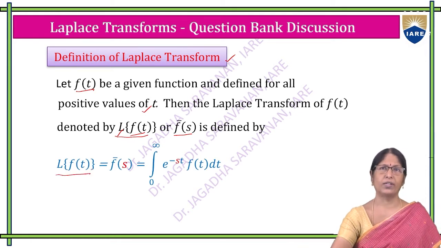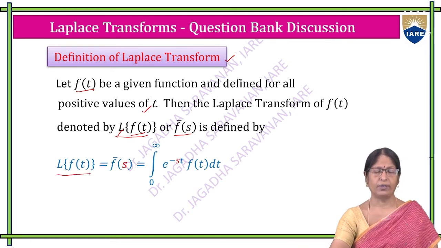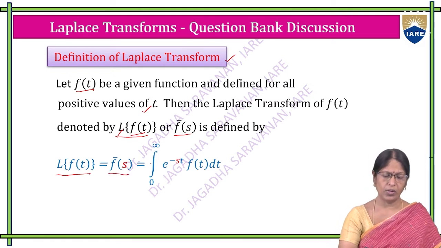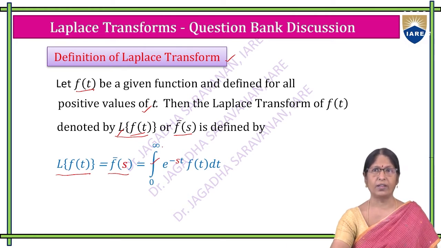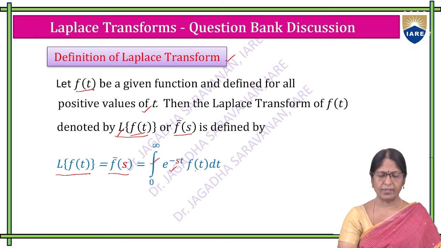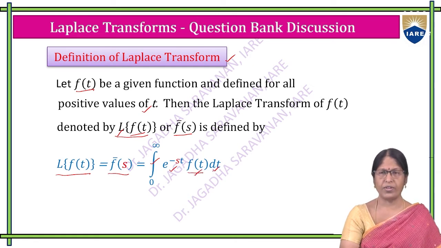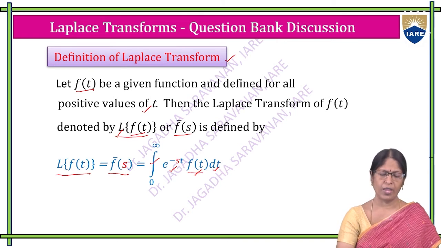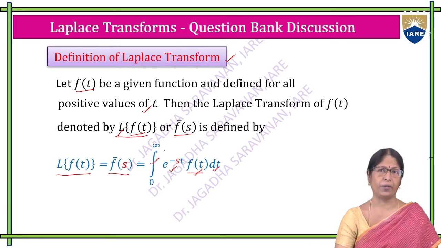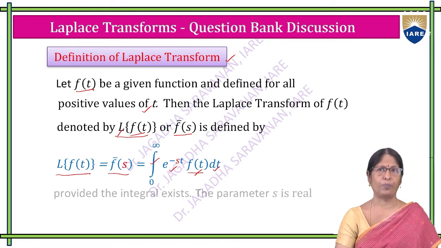Now, L of f of t, that is f bar of s, is equal to the integral from 0 to infinity of e power minus st times f of t dt. That is, our f of t is multiplied by e power minus st, and we have to do the integration with respect to t, with limits from 0 to infinity. This is the definition of Laplace transform.